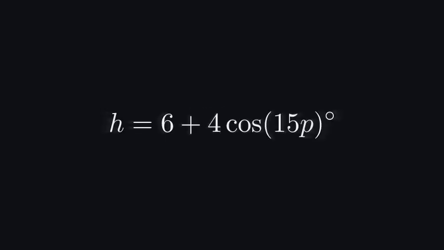For part 1, we are told that p equals 4. So we substitute p equals 4 into the formula. Since 15 times 4 equals 60, the angle inside the cosine becomes 60 degrees.